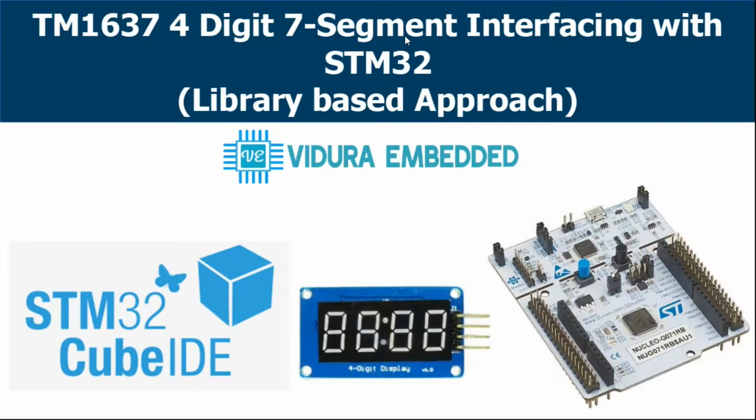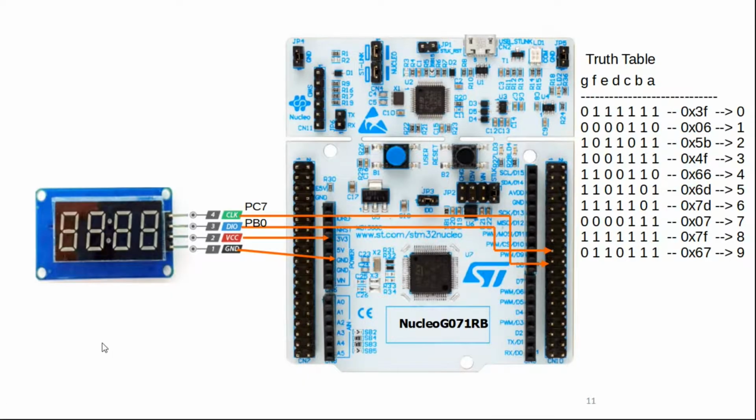In this tutorial, I am going to show you how we can interface the TM1637 4-digit 7-segment display with STM32. I will also show you how we can include the library on the STM32Cube IDE. So let's get started. If you look at the TM1637, it is a 4-digit 7-segment display, and we also have a colon which will be used for timing based applications.